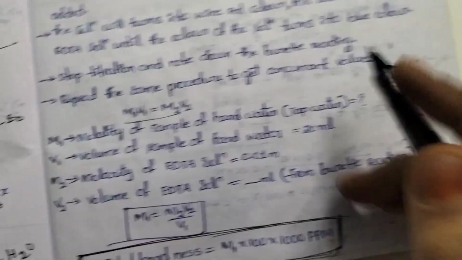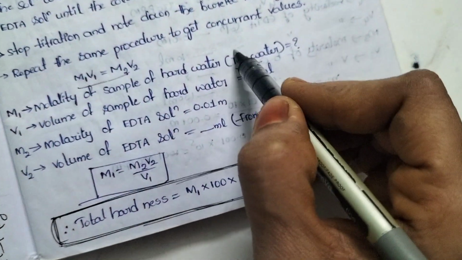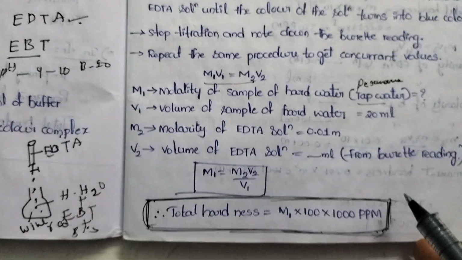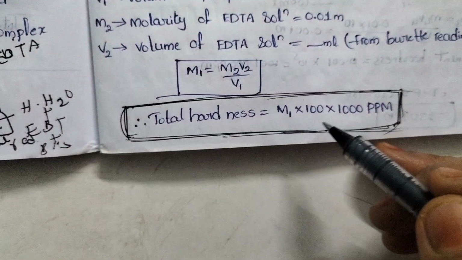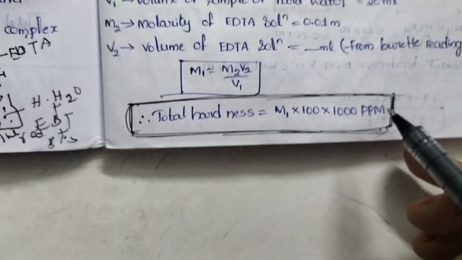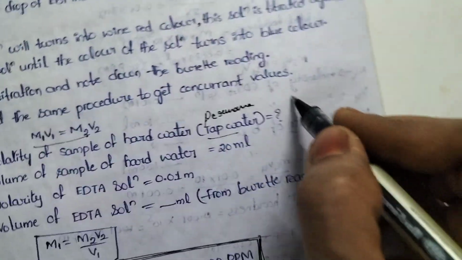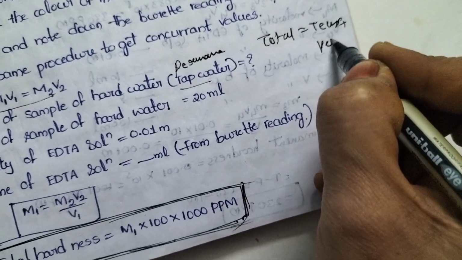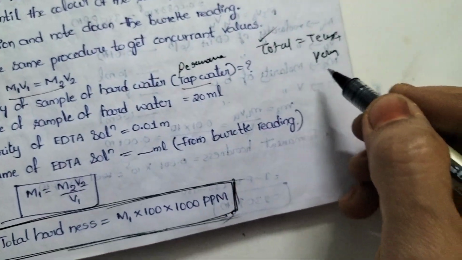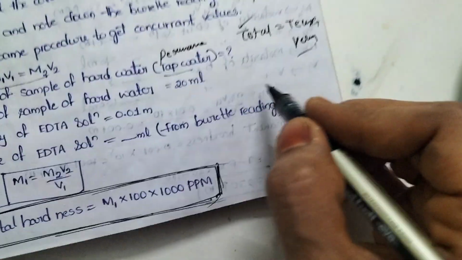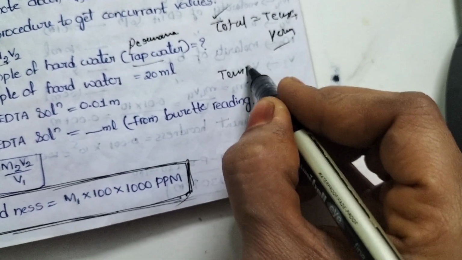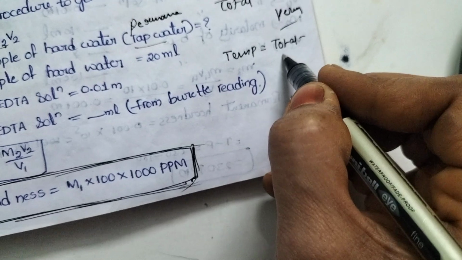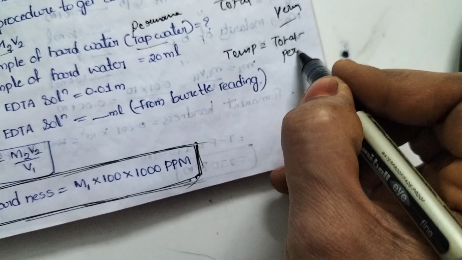Next, to calculate the permanent hardness, instead of tap water, we have to use permanent hard water. If we use permanent hard water, we will get the permanent hardness. So we should multiply the permanent hardness molarity with 100 and 1000. We can get the permanent hardness. We know the formula: total hardness equals temporary hardness plus permanent hardness. In one step we can calculate total hardness. In one step we can calculate permanent hardness. If you know the two values, we can calculate temporary hardness very easily by using the formula: temporary hardness equals total hardness minus permanent hardness.